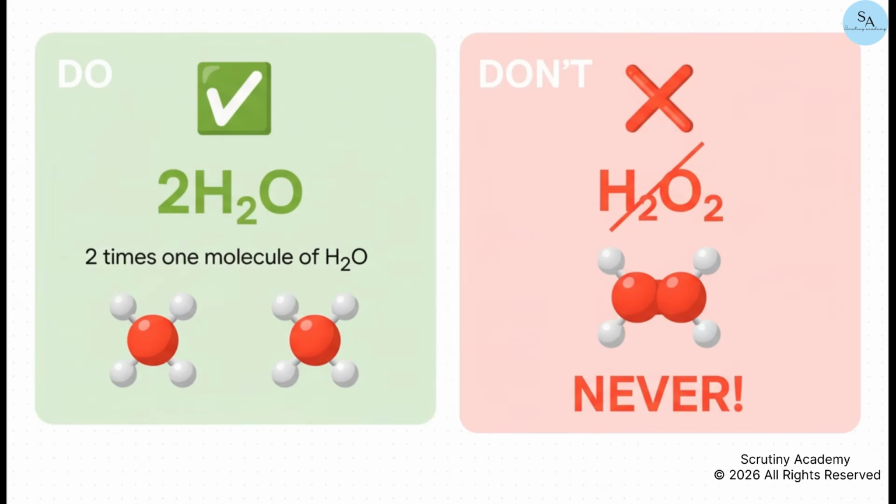Okay, listen closely. This right here is the number 1 rule for getting full marks. Do change the big numbers in front, the coefficients. Do not, under any circumstances, change the little numbers in a formula. H2O is water. If you change it to H2O2, that's hydrogen peroxide, a totally different thing. Changing the formula is the biggest mistake you can possibly make.